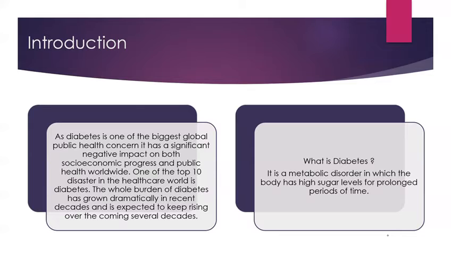I will describe the causes of diabetes. The main cause is genes and family history, and the second is insulin resistance. The symptoms of diabetes are blurred vision, weight loss, and increased urination.